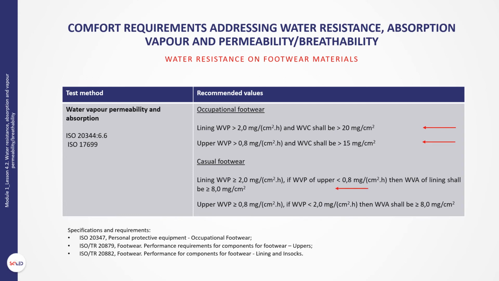In the case of casual footwear we have: lining, water vapor permeability greater or equal to 2.0 mg per square centimeter per hour. If water vapor permeability of upper is less than 0.8 mg per square centimeter per hour, then water vapor absorption of lining shall be greater or equal to 8.0 mg per square centimeter. Upper, water vapor permeability higher than 0.8 mg per square centimeter per hour and water vapor coefficient shall be higher than 15 mg per square centimeter.